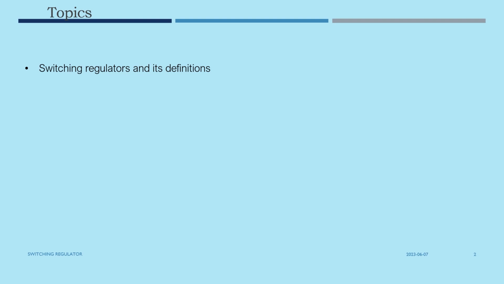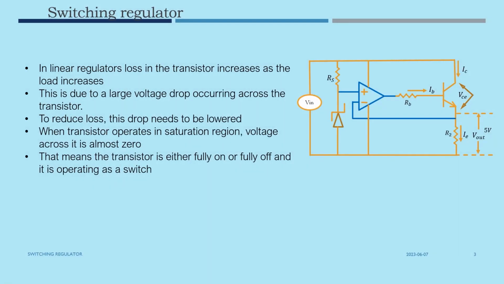Today, we will learn about switching regulators and their definitions. We have seen that maximum loss is present at maximum load and maximum input when a transistor is used. This loss is mainly because of the voltage drop that occurs across the transistor. If we reduce this voltage drop, then this loss can be reduced. If we operate this transistor in saturation region, that is, the switch is completely turned on, then the voltage drop is almost equal to zero. That means the transistor is either fully turned on or fully turned off and it is operating as a switch.